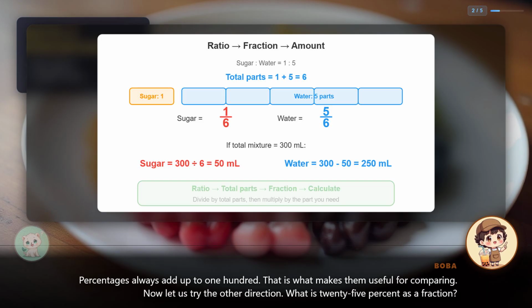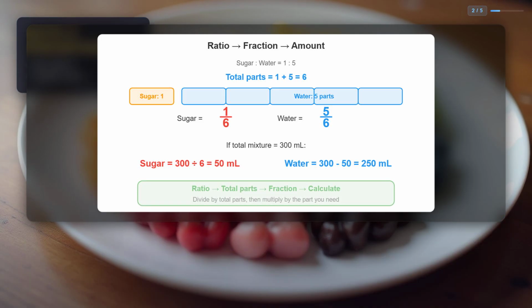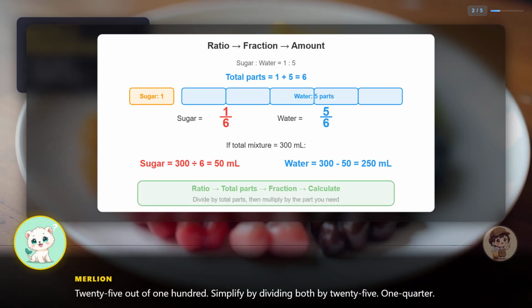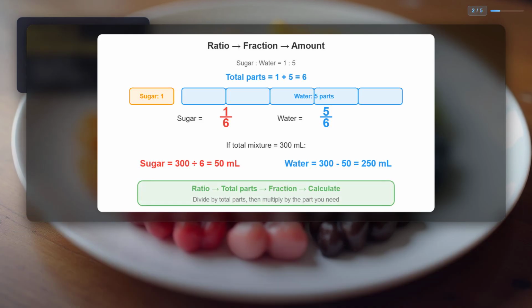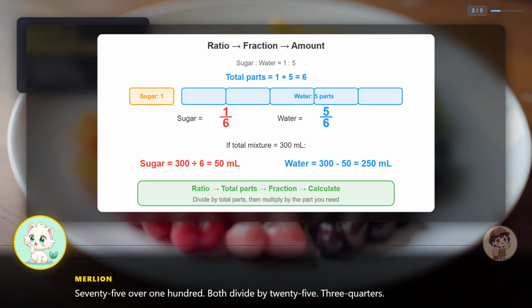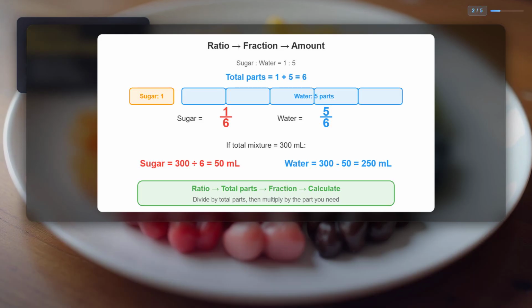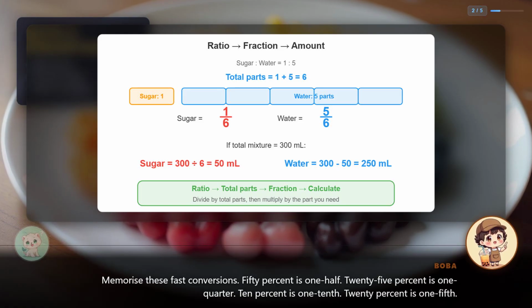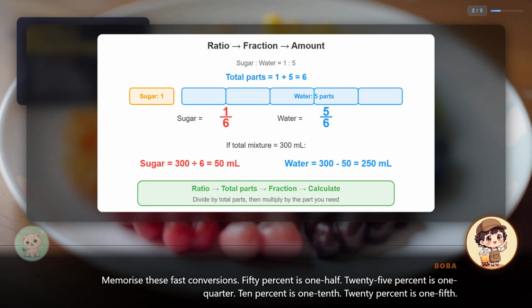Now let us try the other direction. What is 25% as a fraction? 25 out of 100. Simplify by dividing both by 25, 1/4. What about 75%? 75 over 100. Both divide by 25, 3/4. Memorize these fast conversions. 50% is 1/2, 25% is 1/4, 10% is 1/10, 20% is 1/5.